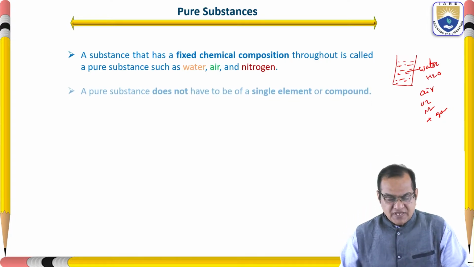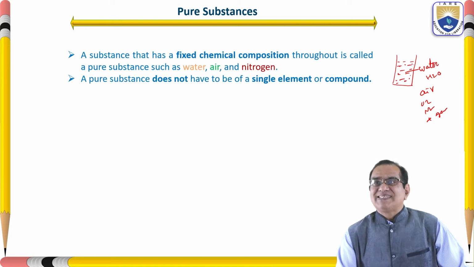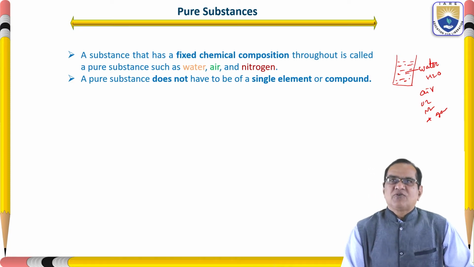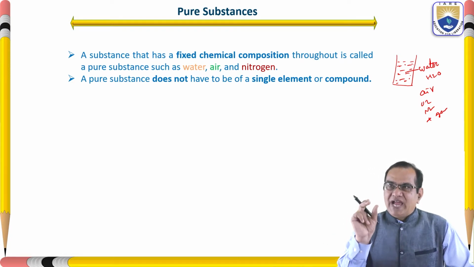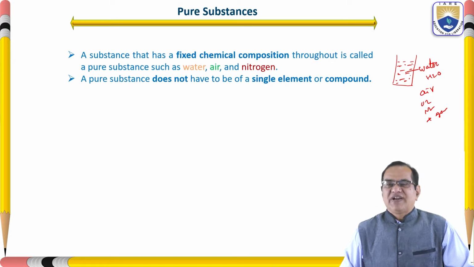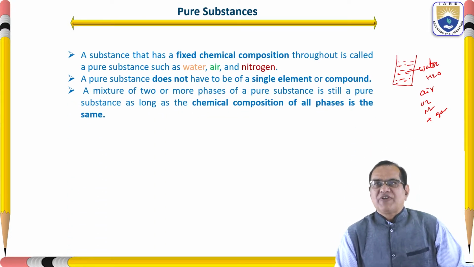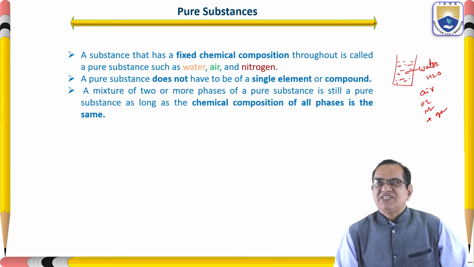A pure substance does not have to be of a single element or compound. It doesn't mean that a pure substance is only hydrogen or only oxygen; it can be different elements. A mixture of two or more phases of a pure substance is still a pure substance, as long as the chemical composition of all phases is the same.